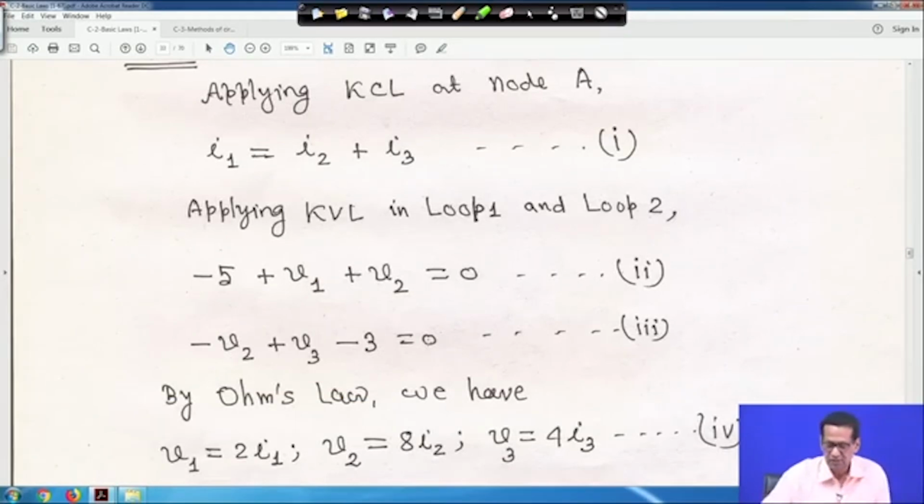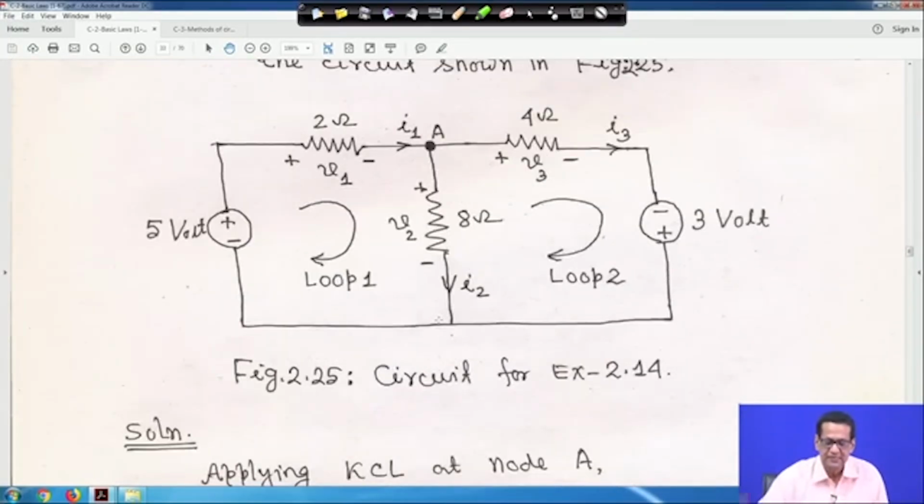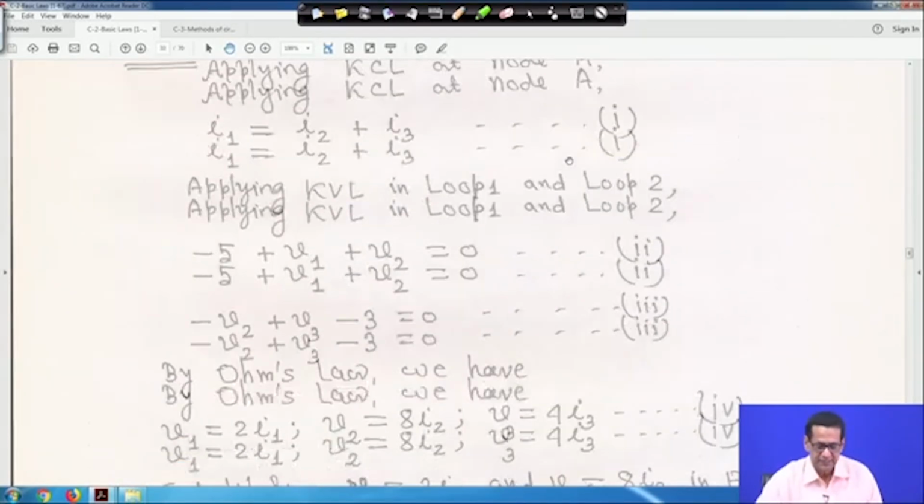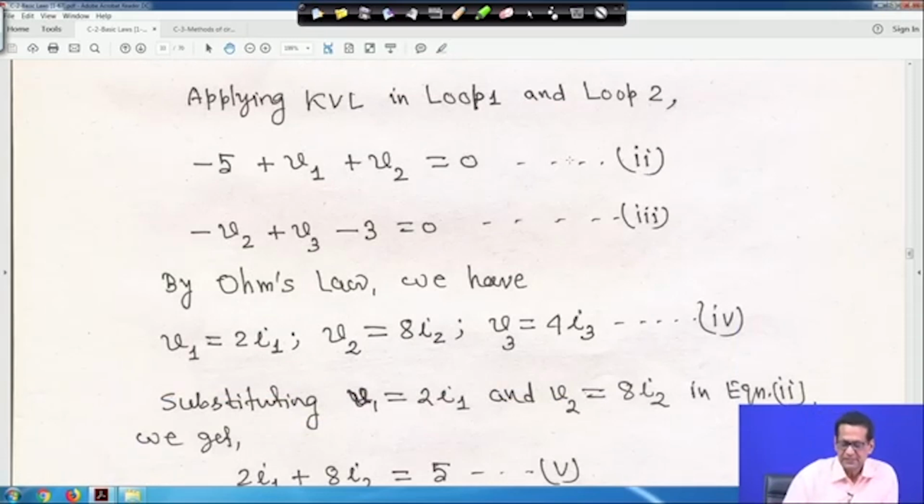Now, by Ohm's law, as I told you at the beginning, V1 is equal to 2 I1, because everywhere you will see currents entering the positive polarity. So V1 is equal to 2 I1, V2 is equal to 8 I2, and V3 is equal to 4 I3. All these together are equation 4.